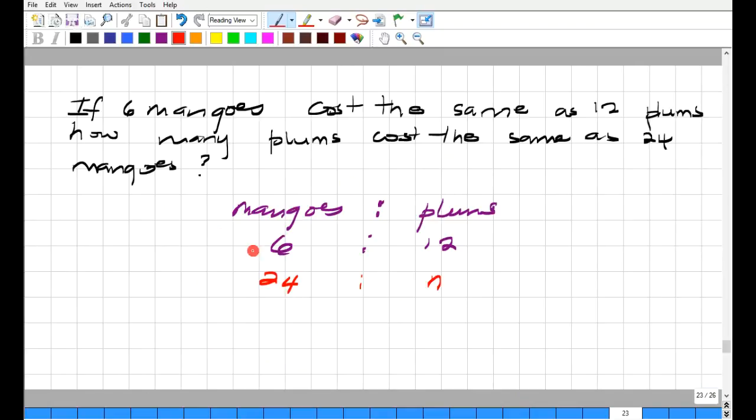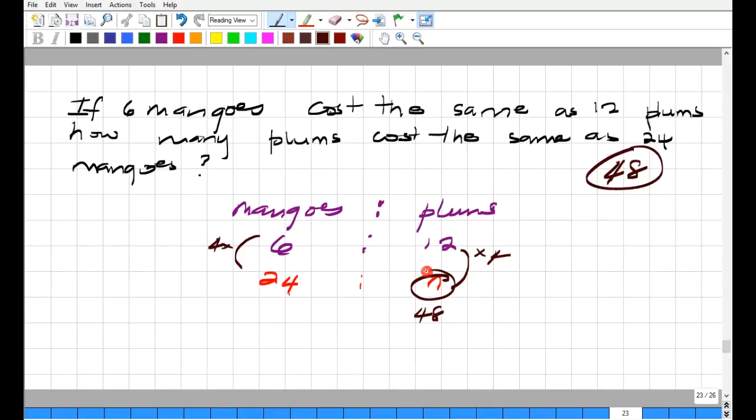All right. So what did they do? Let's use 2 approaches. Let's use the common sense approach. What did they do to 6 to get it to 24? They multiplied this by 4. 6 fours would give you 24. So we could say 12 times the 4 would give us what? 48. Okay. So tentatively, we can put down 48 and say that 48 plums would give us the same as 24 mangoes. Hold on to that thought.